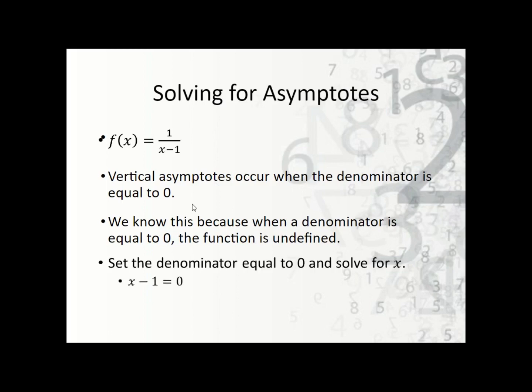So we set the denominator equal to 0. x minus 1 is equal to 0, and solve. We add 1 to both sides, and we get x equals 1. So this is the location of our vertical asymptote.